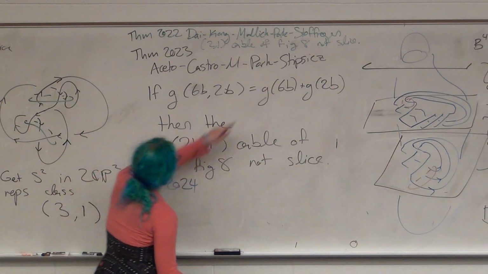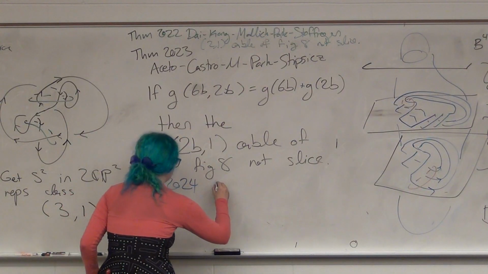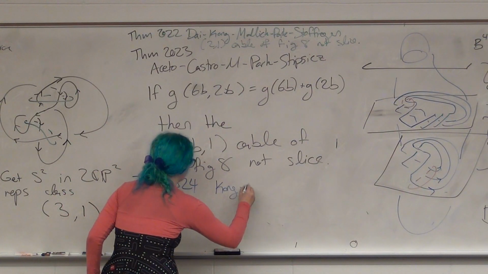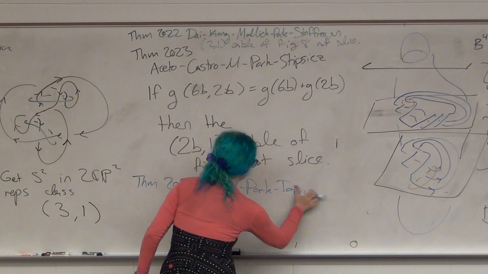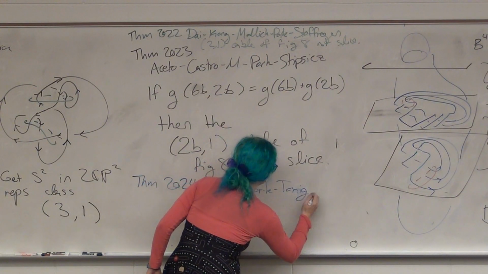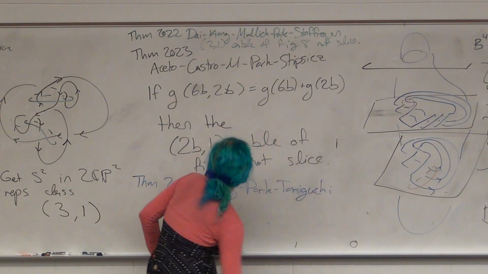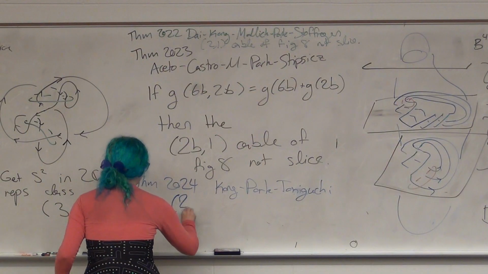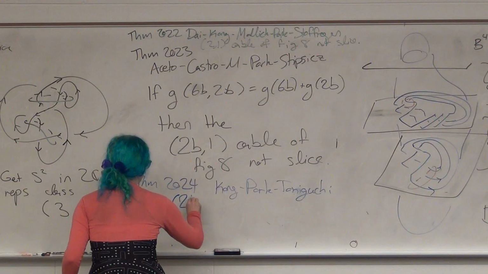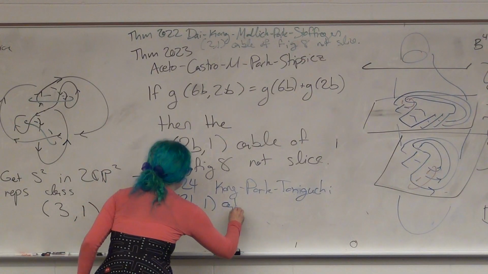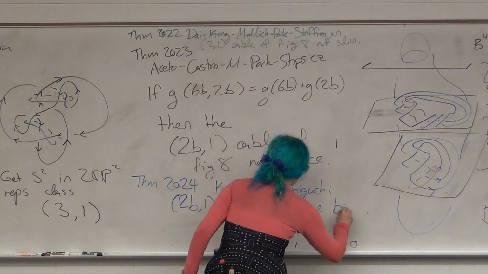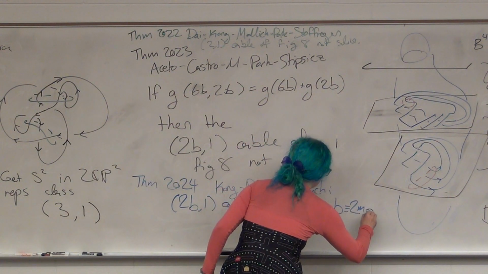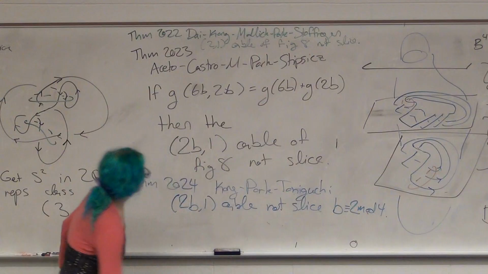Or recently, this guy again, Kong, Park, and Taniguchi, showed that the 2B1 cable is not sliced if B is 2 mod 4. So we still don't totally know.